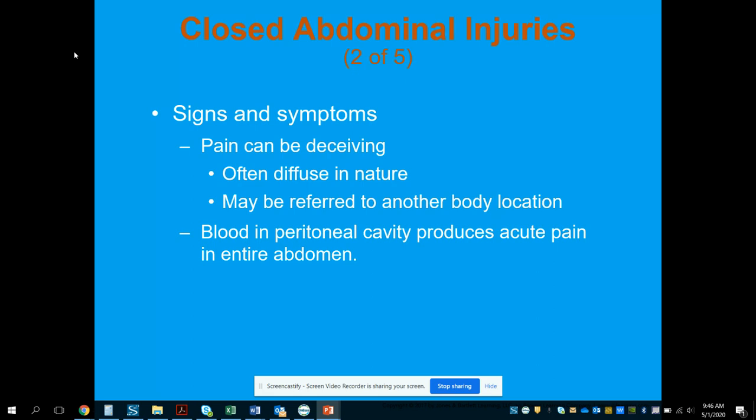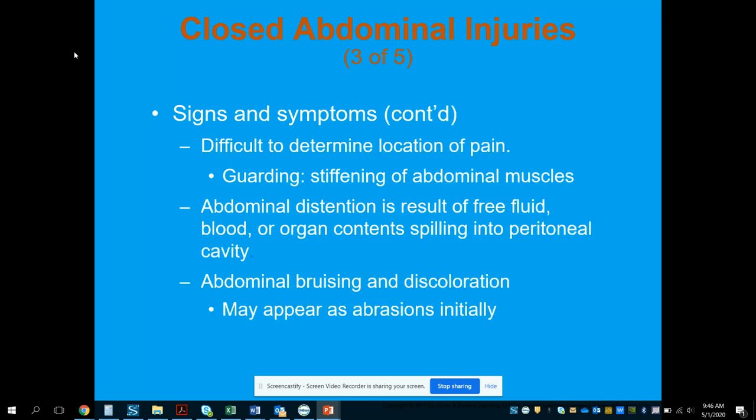So signs and symptoms of closed abdominal injuries, the pain can be very deceiving. It may be referred even over to another body location. So with referred pain, we're thinking about pain happening like in the shoulder or through to the back or in another area of the abdomen. And that's because all of that network of nerves and blood supply are interconnected. So sometimes that pain can be referred over, or it could be the entire abdomen.